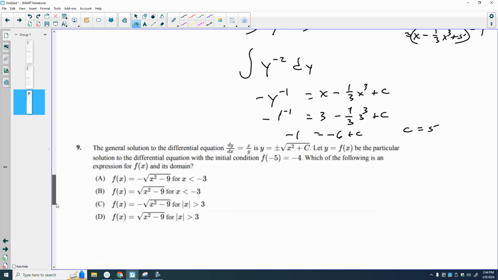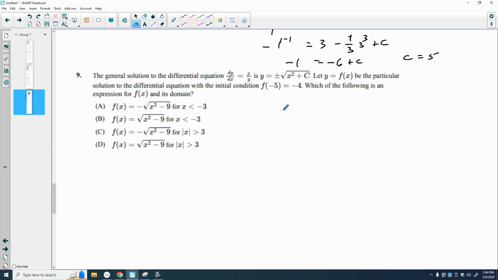Okay. More of the same. Switch places. dy over y equals x dx. Look familiar? We end up with that solution there. Remember what we just said here: x is negative, y is negative.